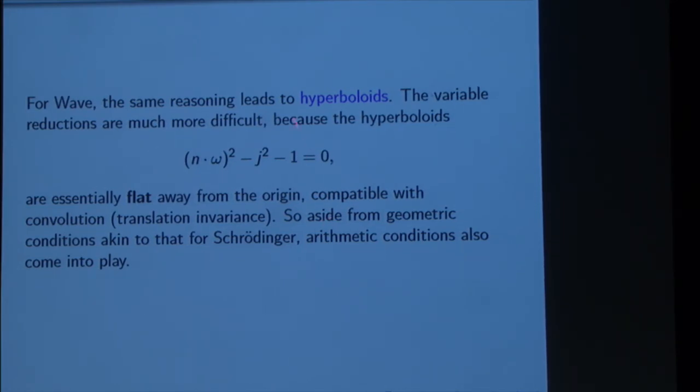I tried to do this for a while. Then I realized that aside from geometric conditions, which for Schrodinger you only need, it's not enough. I was not able to do variable reductions until I realized that you should add arithmetic conditions. Next slide. I tried very hard for more than a year. I said, well, it's like Schrodinger, why don't I keep on doing it? I can't stop the system.